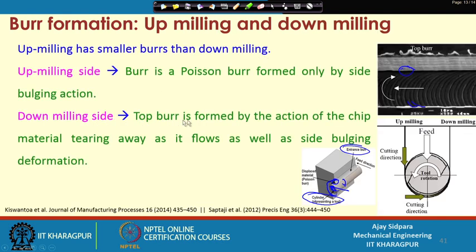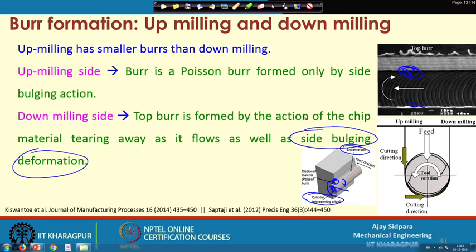in this particular case the top burr is formed by the action of the chip material tearing away as it flows, as well as the side bulging operation. When the tool is rotating in this direction, the material is torn away from here, but your cutting edge will not be able to remove the torn material. It will stay there, and because of that the side bulging happens in this case, and then chip material flows onto the top surface. That is the reason you end up with different types of burrs on the down milling side and some other type of burrs on the up milling side.